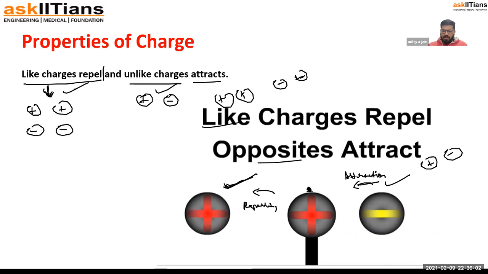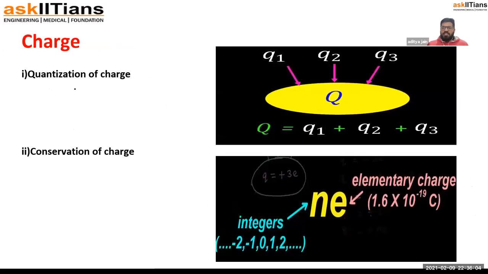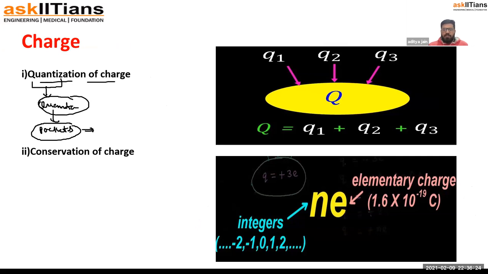Okay, so now moving on to the second property, which is known as quantization of charge. Quantization is made up of basically one word, quanta. Quanta basically means packets. And a packet is something complete. We can't say this is a half packet. A packet is already full.